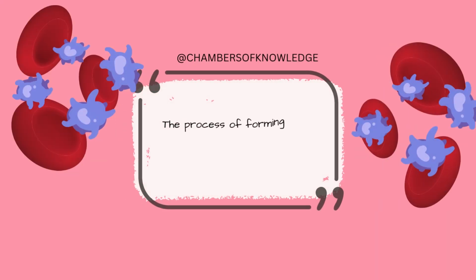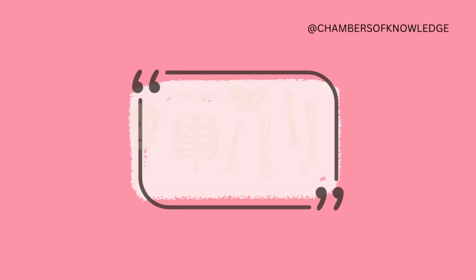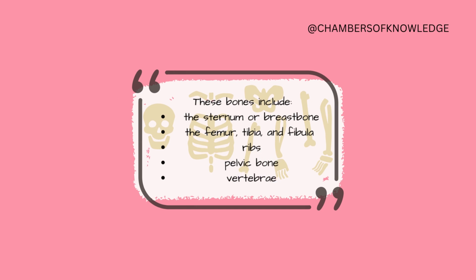So the process of hematopoiesis occurs in the red marrow of the long or flat bones within the body. These bones include the sternum or breastbone, the bones of the legs, which are the femur, tibia, and fibula. They also include the ribs, the pelvic bone, and the bones of the spinal column or the vertebrae.